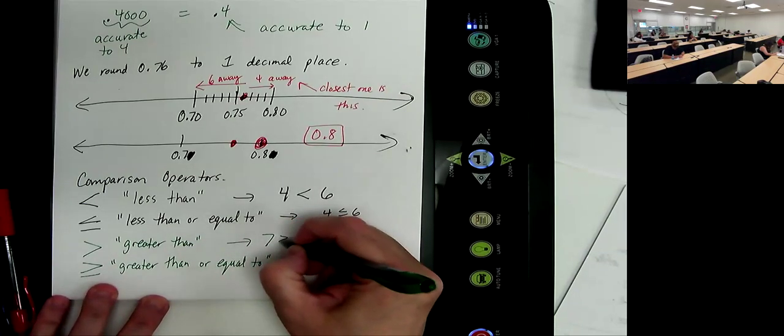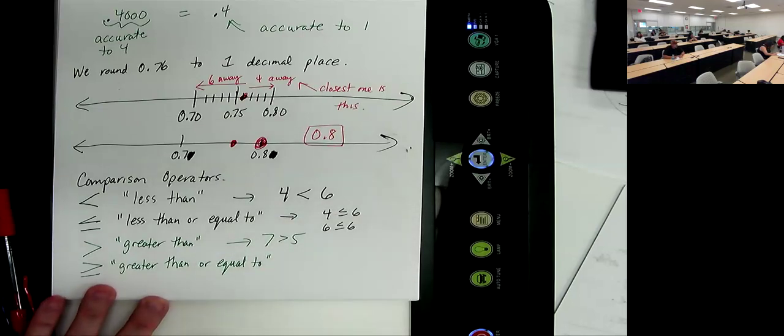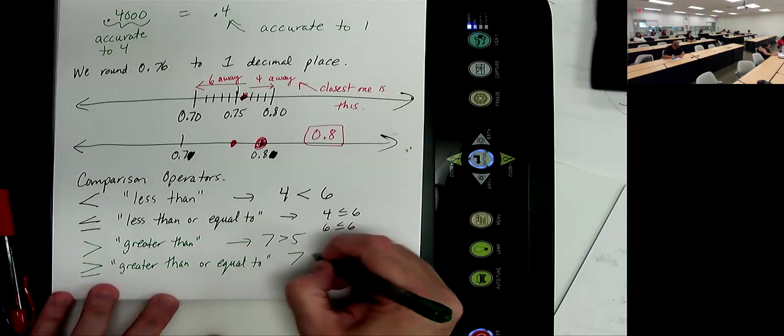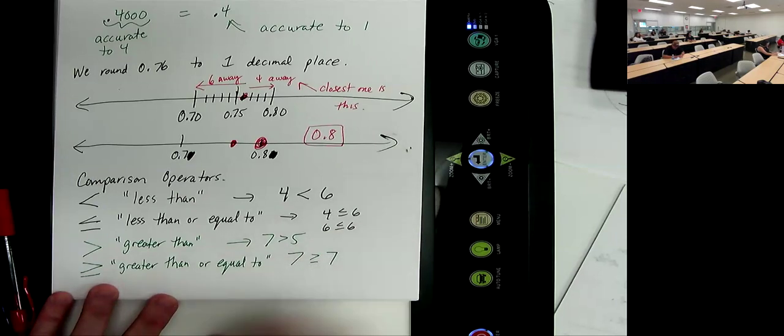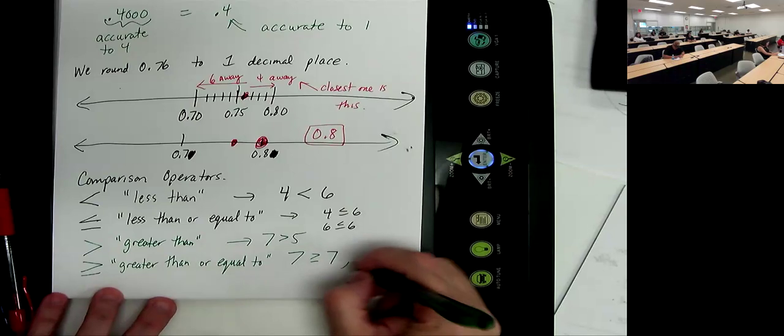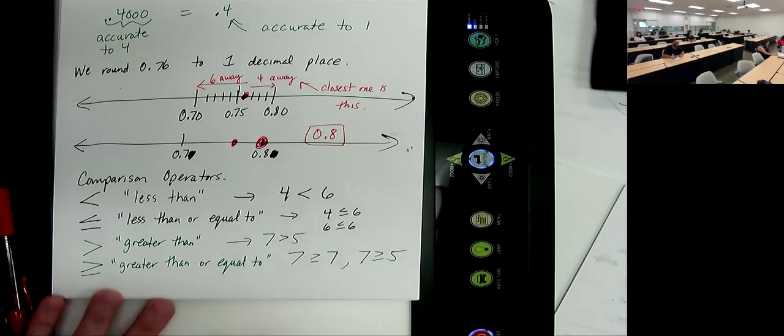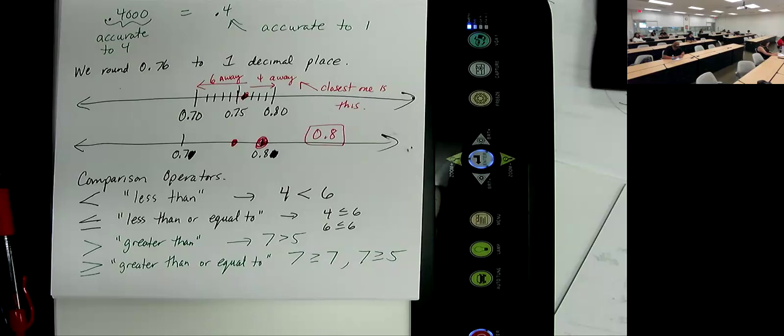Seven is greater than five. And seven is greater than or equal to seven. Seven is greater than or equal to five. We do numbers all the way up to the number we're looking at, but not go over.